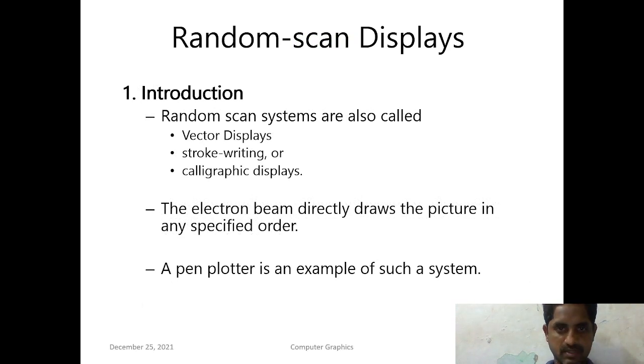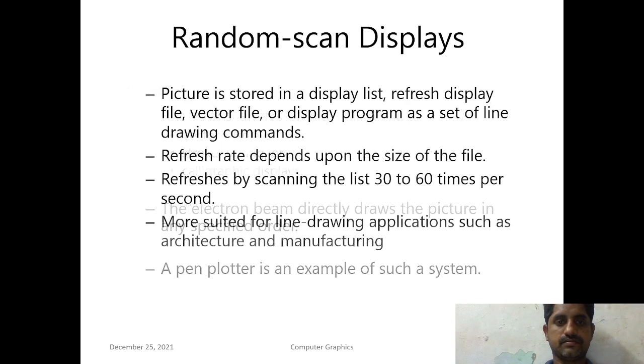Raster scan displays are also available. Random scan systems are also called vector displays, stroke writing, or calligraphic displays. The electron beam directly draws the picture in any specified order. A pen plotter is an example of such a system, where the plotter draws the image on the screen.